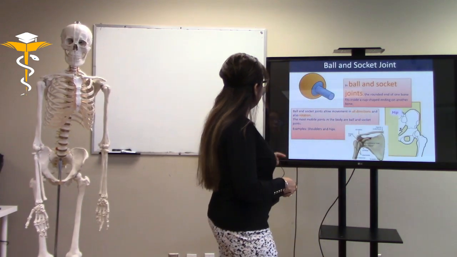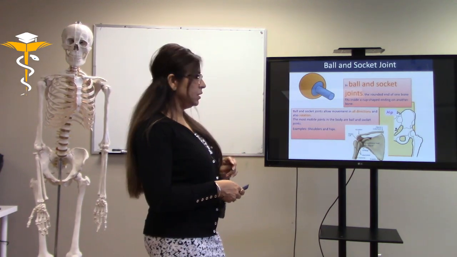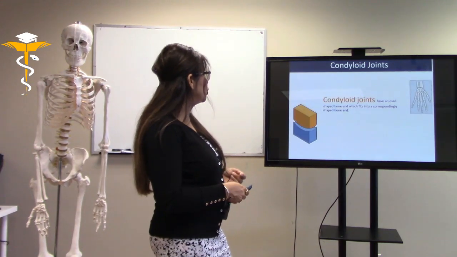So the next, it's one of the most mobile joints in our body. As I mentioned, the examples are the shoulder and hip joint.